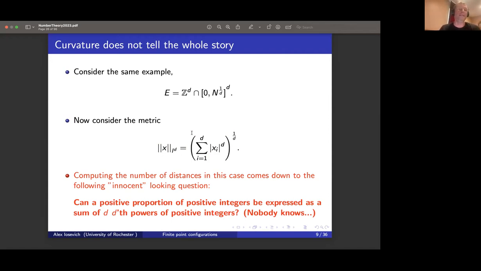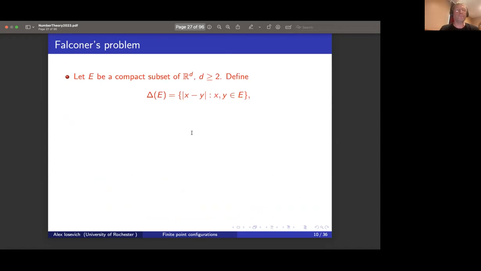Okay, but this is an indication, and these indications are all over the place in these distance problems, that in any direction you poke in, you arrive almost by accident into very difficult questions from different areas of mathematics. This is one of the principal reasons why I like these problems so much.